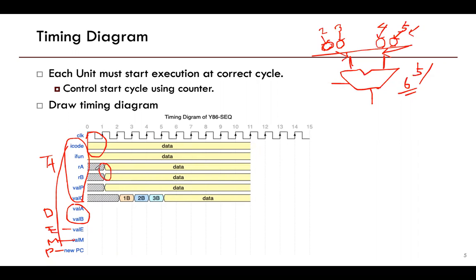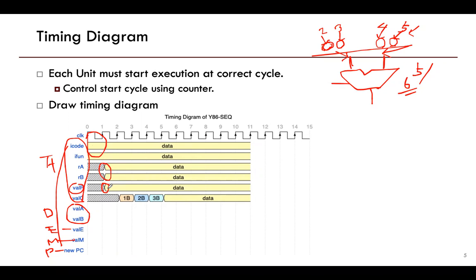Okay, and also, the val_p can be calculated after we fetch icode, right? Once we know icode, then we know the size of the current instruction, so we can calculate it. So after the first cycle, again at the second cycle, we can have valid val_p data.